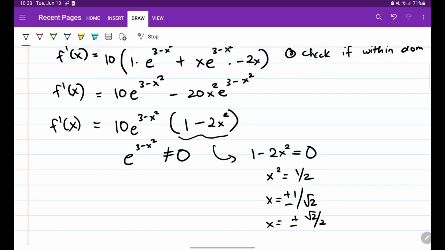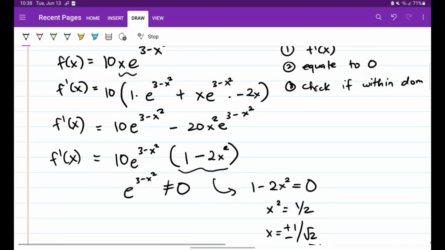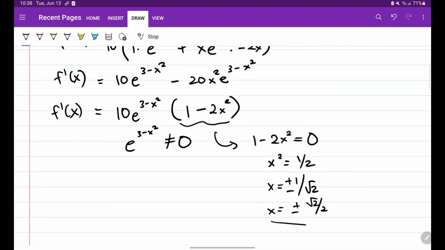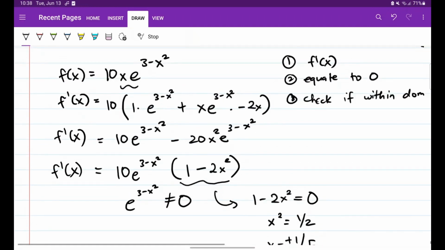Okay? And now, let's check our function. Is there anything that makes it undefined or not in the domain? So, there is none. So, our critical numbers are x equal to plus or minus square root of 2 over 2. Okay? So, this is just a short example for critical numbers. Again, we just took the derivative, equated to 0, and checked if it is in the domain.